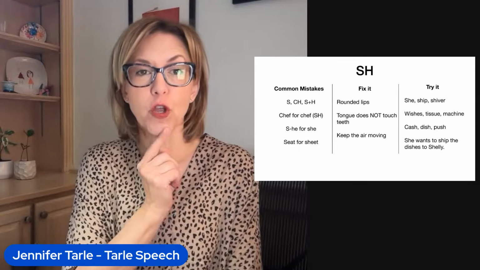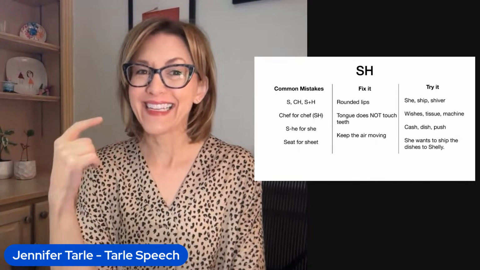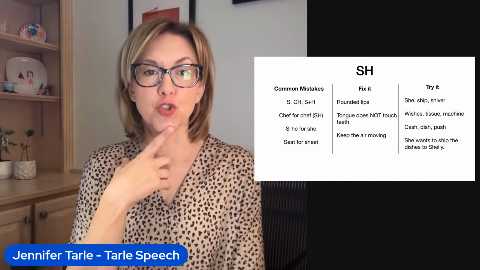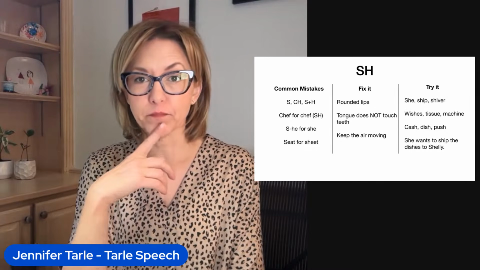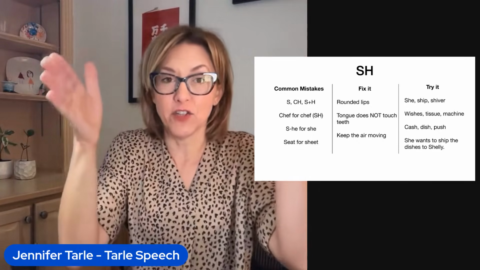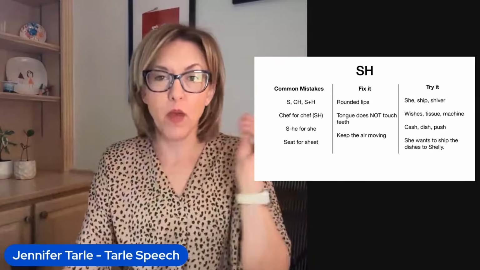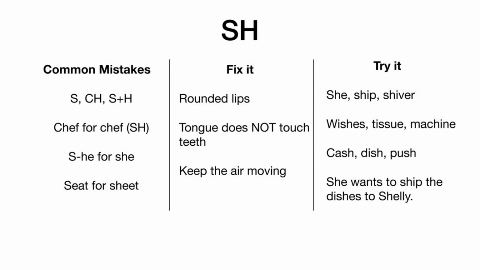So for the sound, rounded lips, shh. Our lips are not pulled back, smiling for an S. It's not S. It is shh, shh, shh. So when you pucker, your lips are rounded. The air is going to keep moving and your tongue is going to be sort of smooshed in the middle of your mouth, but it is not touching the teeth. So just for the sound, think about don't touch the teeth, and that's going to help most people. All right, let's give some words a try.